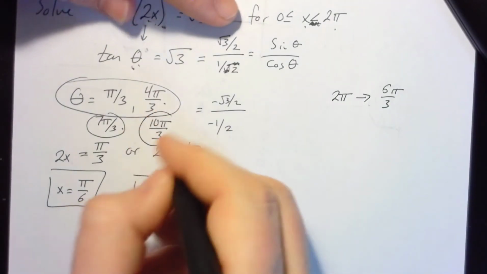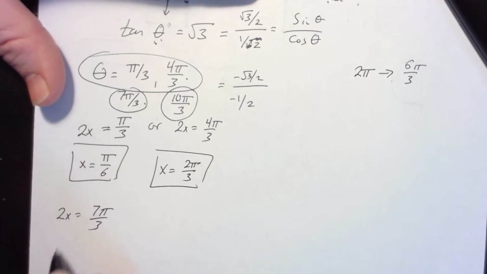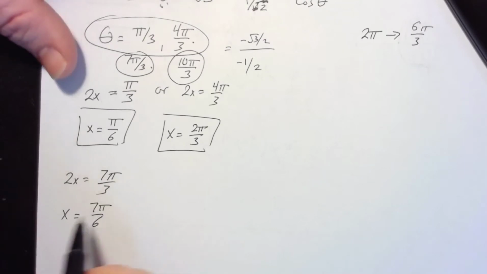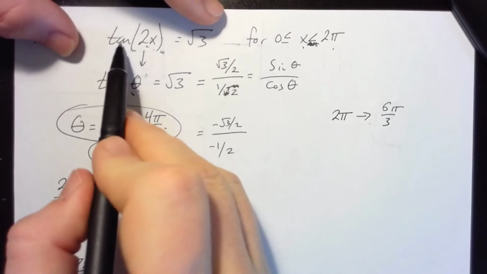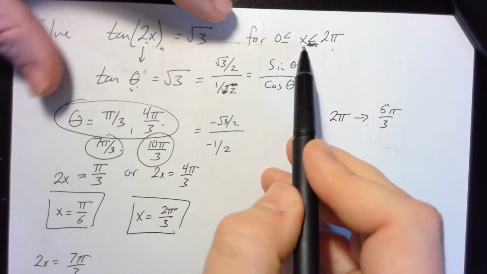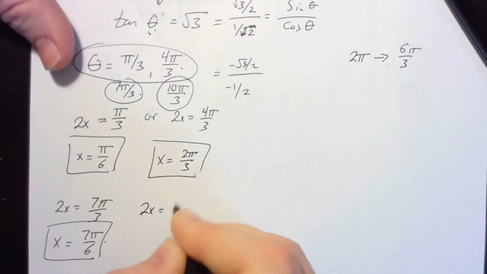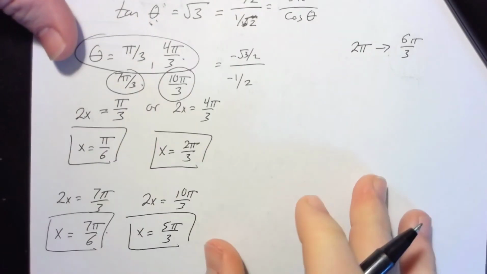With these two new values, if I set them each equal to 2x and test them inside the equation, I'll divide both sides by 2, giving me 7 pi over 6. And you'll note that 7 pi over 6 is a value between 0 and 2 pi. So it will satisfy this equation of tangent of 2 times x equals radical 3, such that my x value is between 0 and 2 pi. My last one is going to be 2x equals 10 pi over 3. And when I solve that one, I end up with 5 pi over 3, giving me 4 potential solutions.